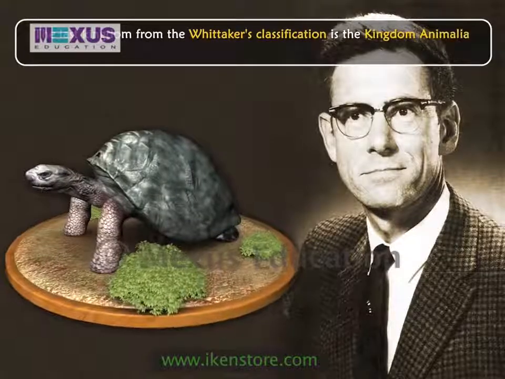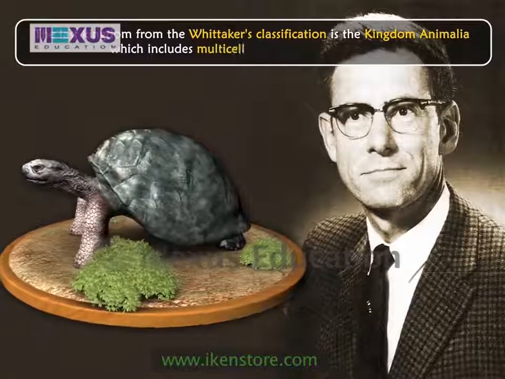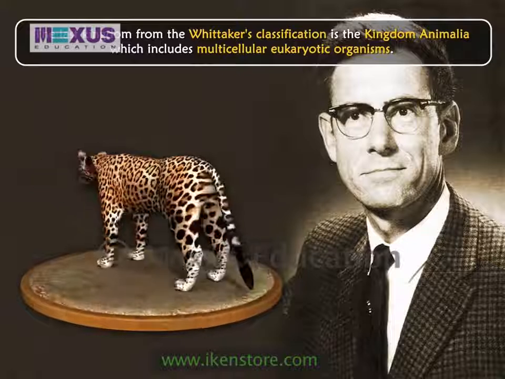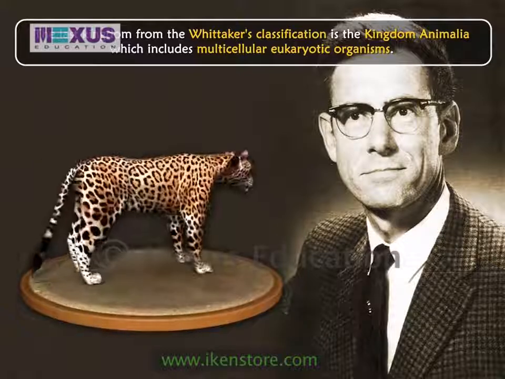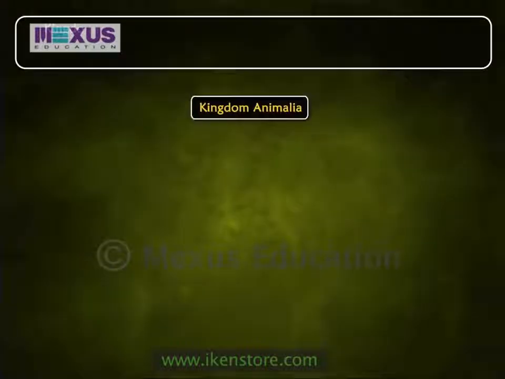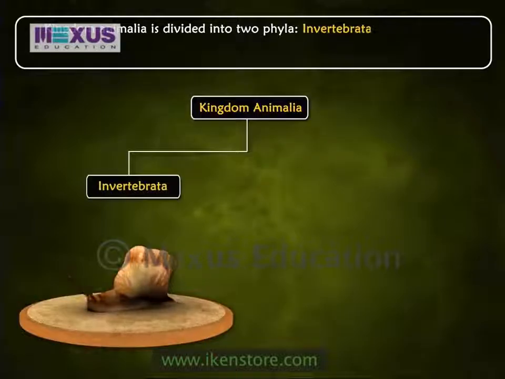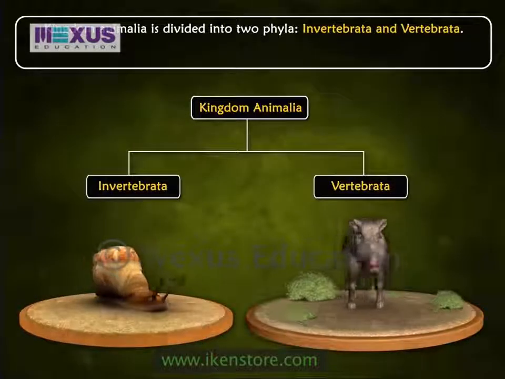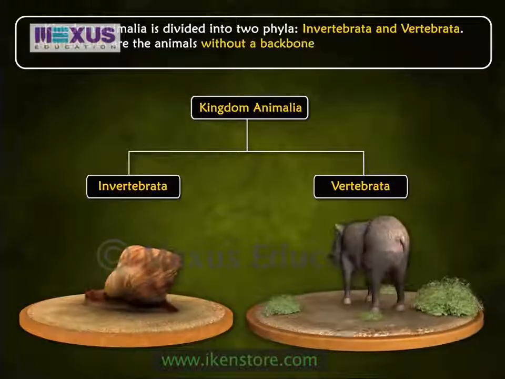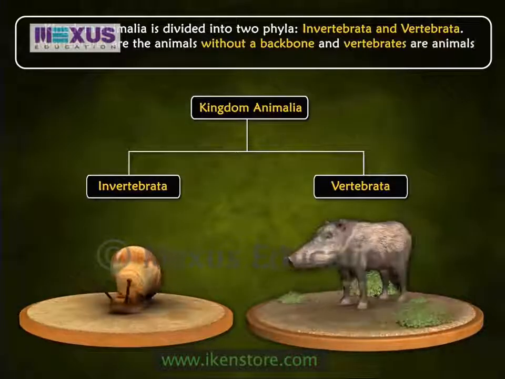The last kingdom from the Whittaker's classification is the kingdom Animalia, which includes multicellular eukaryotic organisms. Most animals show a high level of tissue differentiation. Kingdom Animalia is divided into two groups, Invertebrata and Vertebrata. Invertebrates are the animals without a backbone, and vertebrates are animals with backbones.